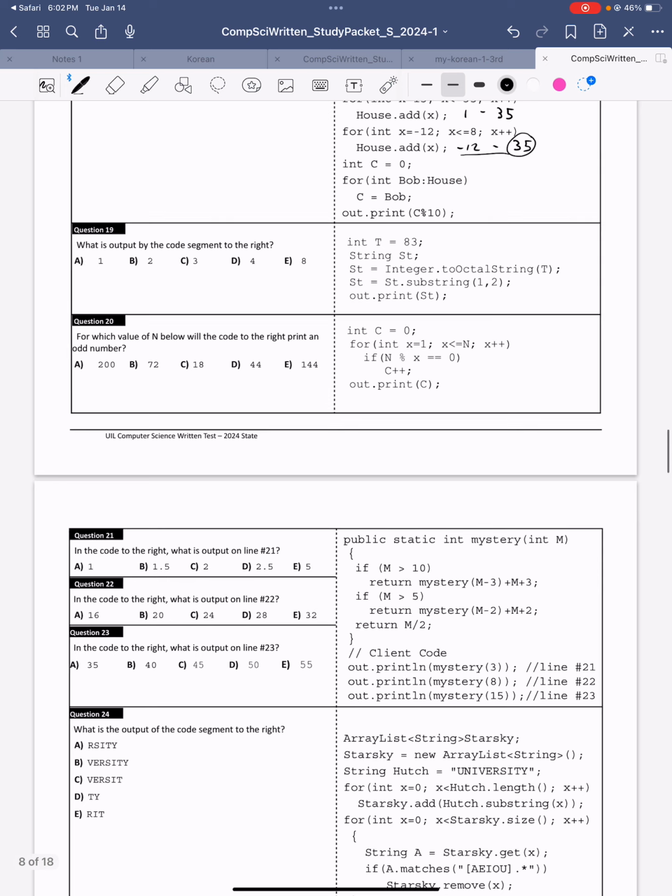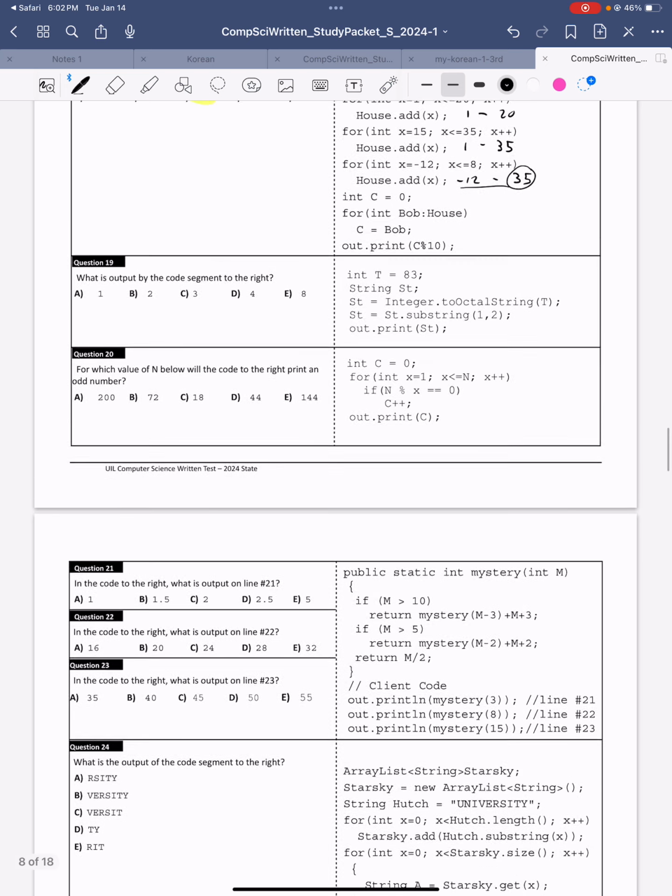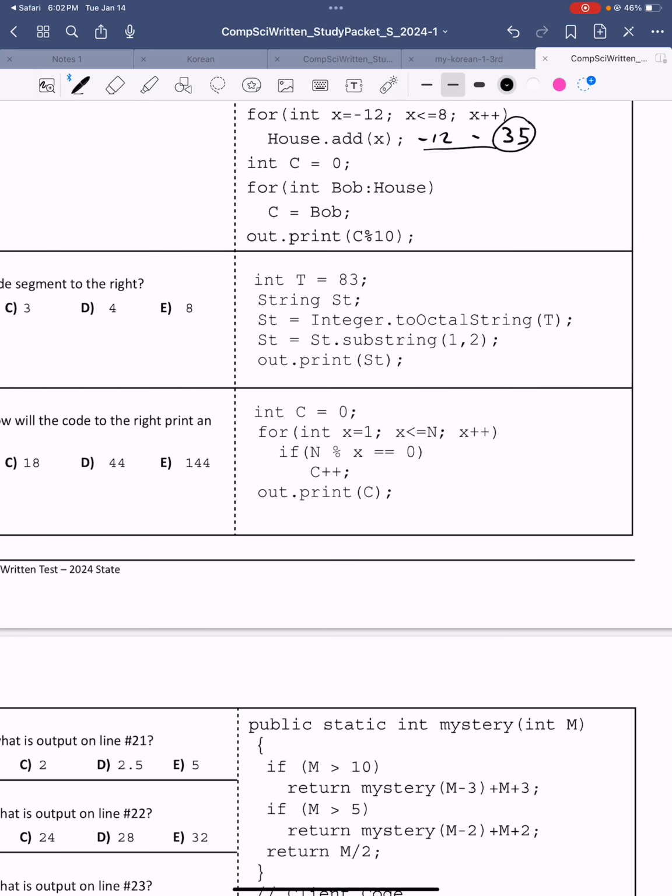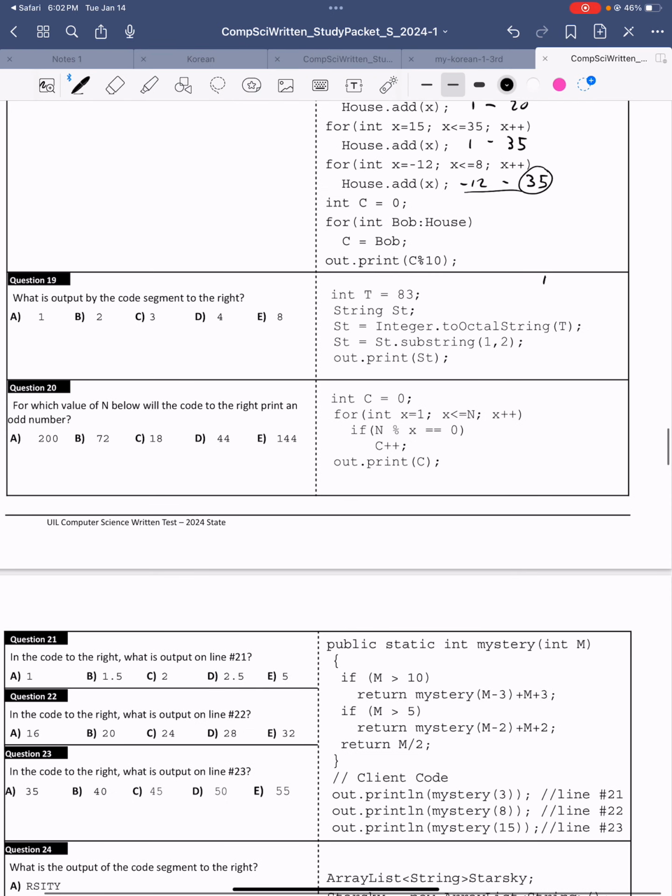Oof. Oh, this test, I didn't realize how long it is. Okay. 2 octal string just turns into base 8, right? So 1, 8, right? And then we get 64. So 83 goes into 64 one time. And then you do 83 minus 64, what is that, like 19? Am I doing that right? 19, yeah, I guess so.